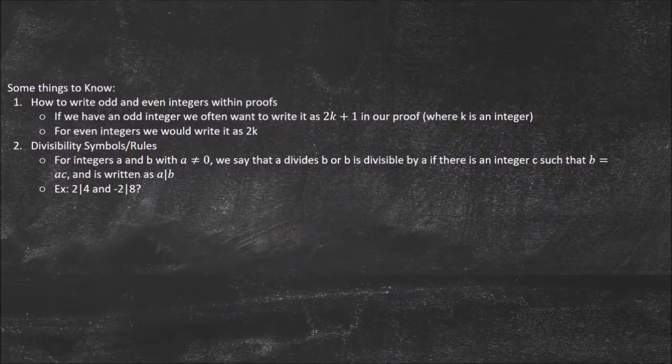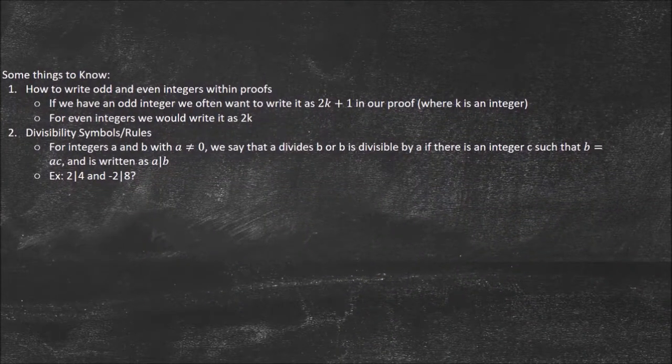Then lastly, just some things to know. So how to write odd and even integers within proofs. You may know this, but if we have an odd integer, we want to write it as 2k plus 1, where k is an element of Z, which means k is an integer. Just the common way to write the odd numbers. Then for evens, we just write it as 2k, where k is an element of Z again. The reason we do that is that it's the simplest way to write them, and from there we can plug them into all kinds of formulas. You're going to see that all the time.